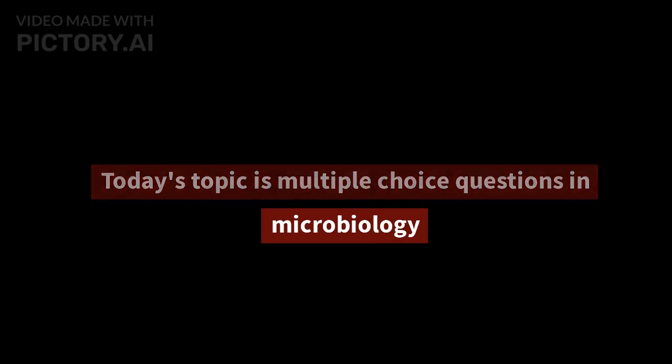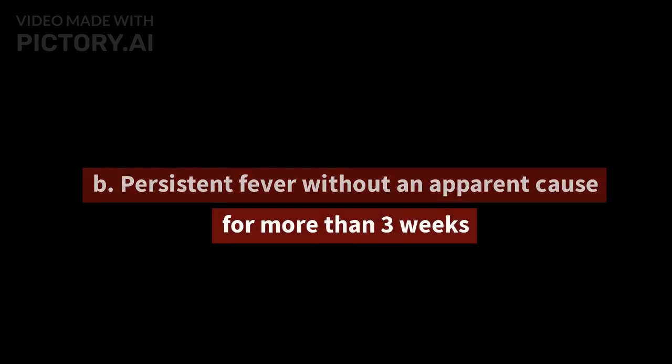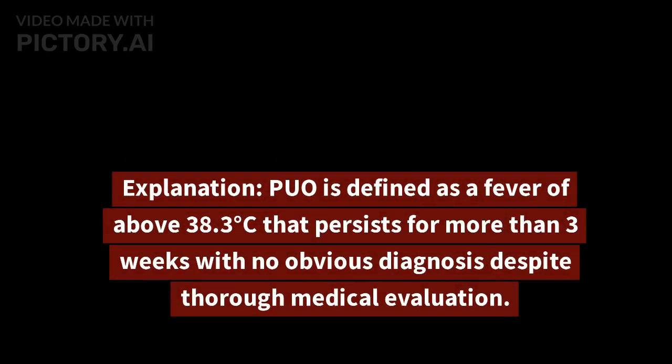Today's topic is multiple choice questions in microbiology. 1. Pyrexia of unknown origin, PUO, refers to A. High fever with a known cause. B. Persistent fever without an apparent cause for more than 3 weeks. C. Fever that lasts for less than a week. Answer: B. Explanation: PUO is defined as a fever of above 38.3 degrees Celsius that persists for more than 3 weeks with no obvious diagnosis despite thorough medical evaluation.